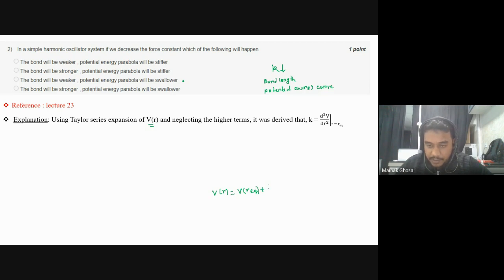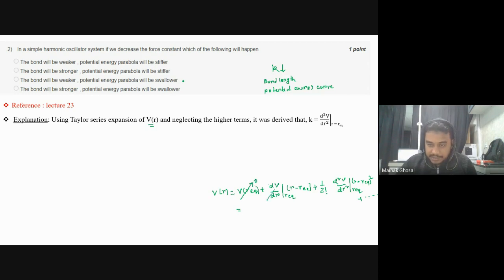First term will be 1 by 1 factorial, this will be dV by dr at r equilibrium. This is the Taylor series expansion. Times (r minus r equilibrium). The next term will be 1 by 2 factorial, d2V by dr2 at r equilibrium, times (r minus r equilibrium) whole square. There are higher terms too, but I'm not writing them because mainly this part is much more important here. Now you have seen that the potential energy at the equilibrium position is 0.